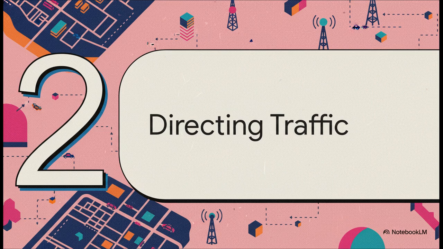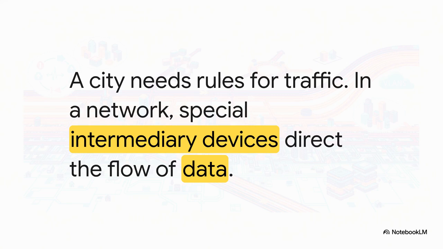Okay, so we have our city blueprint, our road system is laid out, but a city full of roads is pretty useless without traffic lights and rules of the road, right? That's where our digital traffic cops come in. In our digital city, all those little bits of data are the cars, and we absolutely need traffic cops and signal systems to make sure they get where they're going without smashing into each other. These are our network devices.